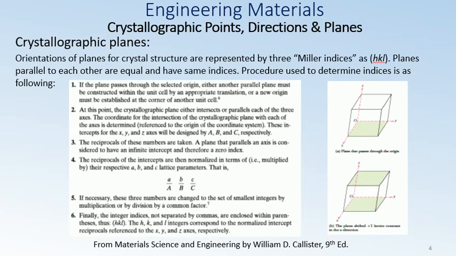So I was talking about this: if a plane is parallel to an axis, it will have an infinite intercept or infinite coordinate, and when you invert this, for example, it's infinity, you put 1 over infinity, the resultant is 0. So you will have a 0 index, a 0 coordinate for that direction of the plane.